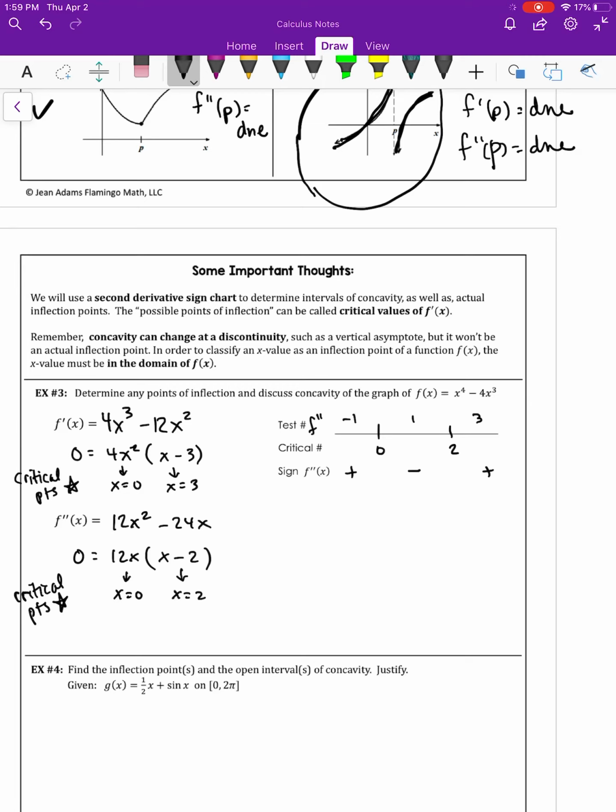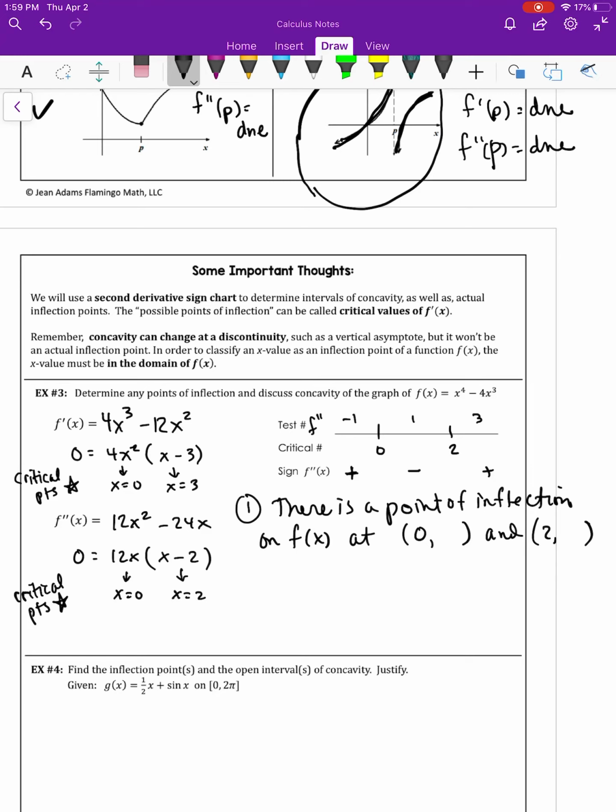So now we have to decide, is there a point of inflection at x equals 0? It changes from positive to negative. So yes. Here at x equals 2, it changes from negative to positive. So yes. Okay, so first we're going to say there is a point of inflection on f of x at 0, comma blank and 2, comma blank.